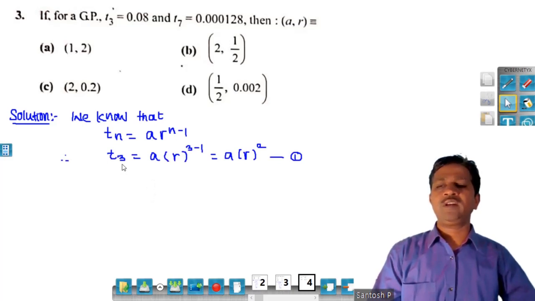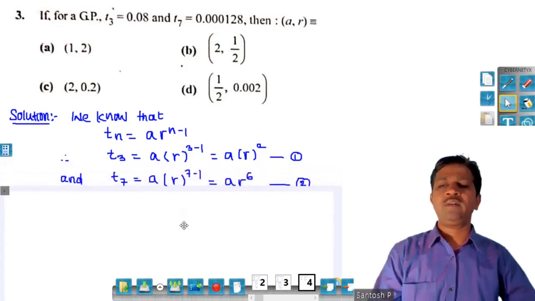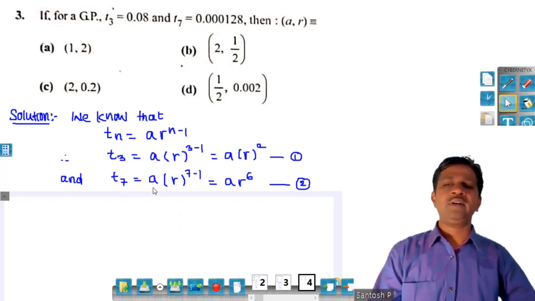I'm putting n equals 3. So this A as it is, R raised to n minus 1, that is 3 minus 1, 2. So you are getting T3 equal to A into R square. Let us call this equation 1. And again putting n equals 7 in the same formula, I'm getting T7 equals A into R raised to 7 minus 1, which is 6.